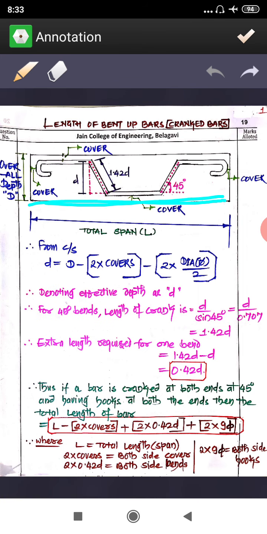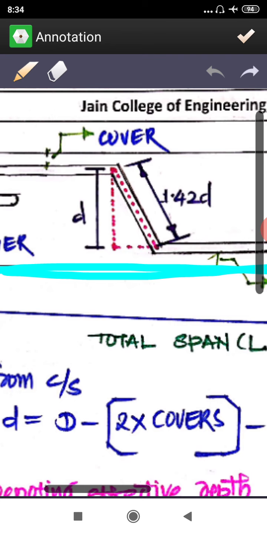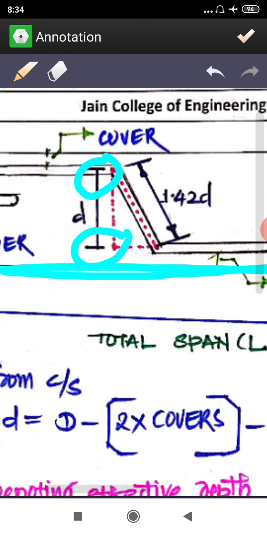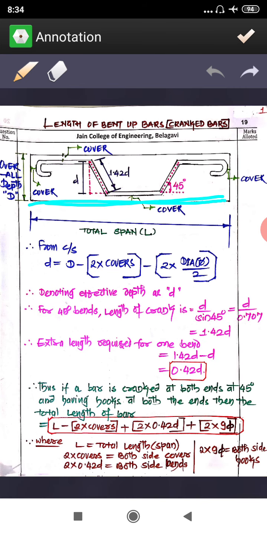Now, how I got that d: I have taken the total depth of slab minus two covers, one cover on this side and one on the bottom side, minus two numbers of dia by 2. Here half of the dia is taken on this side and half of the dia on the other, so it is minus two numbers of dia by 2. If you do all that, you get the small d, which is the effective depth.